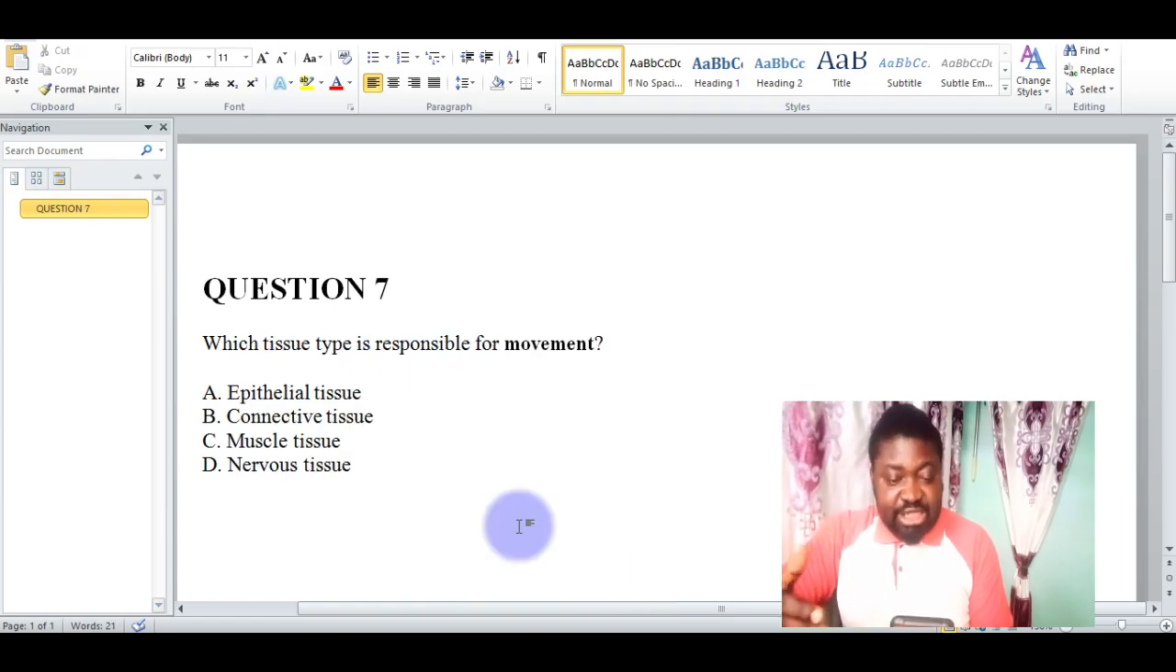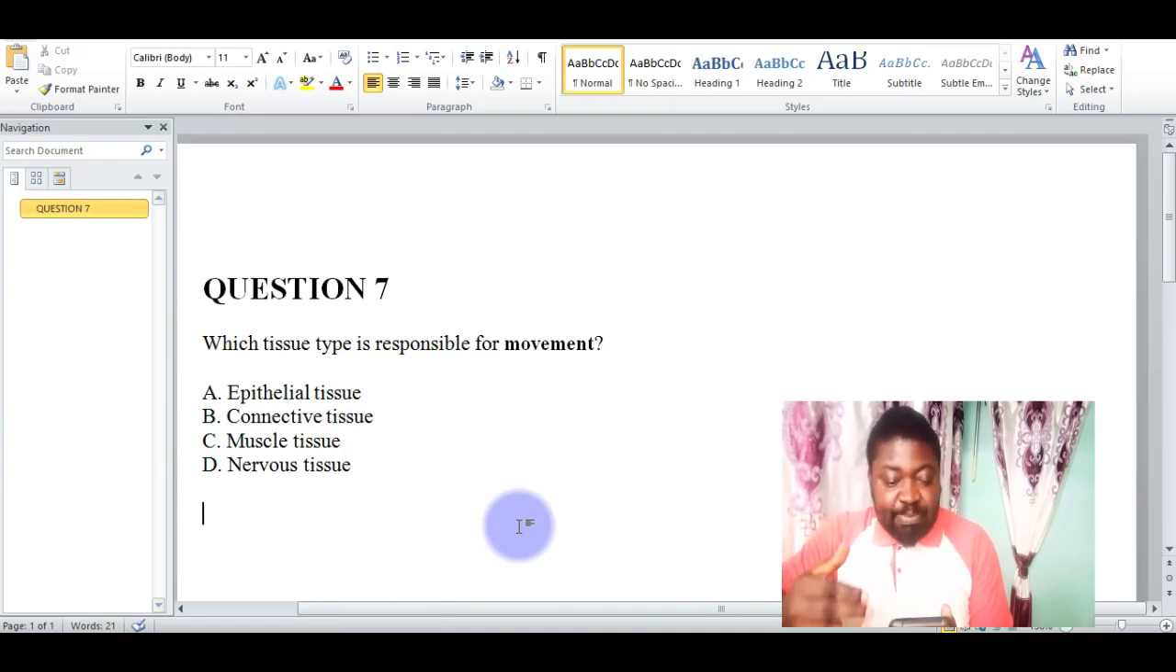Question 7 states, which tissue type is responsible for movement? We have four options here. A, the epithelial tissue. B, the connective tissue. C, the muscle tissue. And D, the nervous tissue. In this list, the correct answer is option C, the muscle tissue, responsible for movement. It is the prime tissue responsible for producing movement in our body. Among connective, epithelial, muscle and nervous tissue, the correct one here is C.